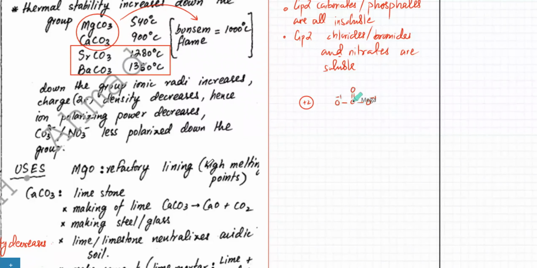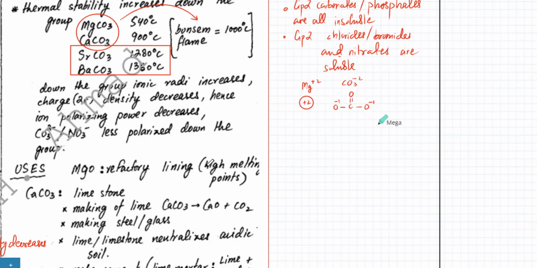The carbonate ion and the Mg ions will get attracted to each other, and that is what MgCO3 is. Mg +2, and I've got CO3 -2. So they are both attracting each other, and the force of attraction between the two is your ionic bond in MgCO3.